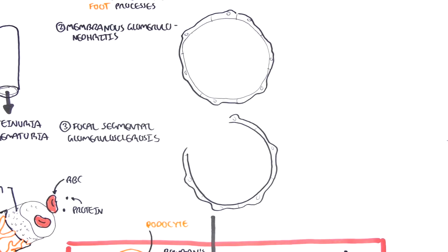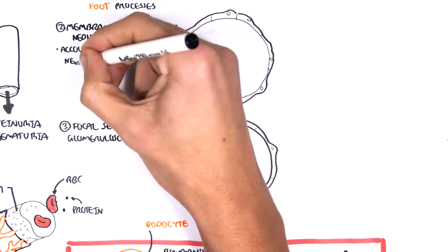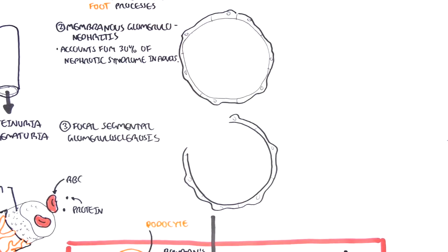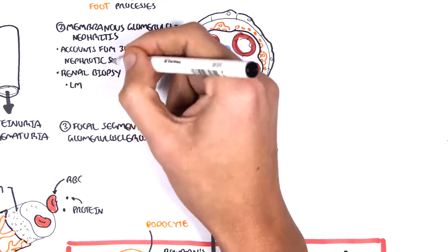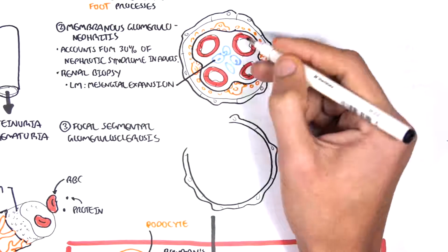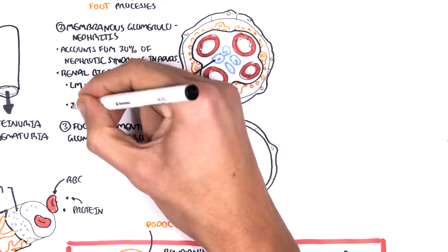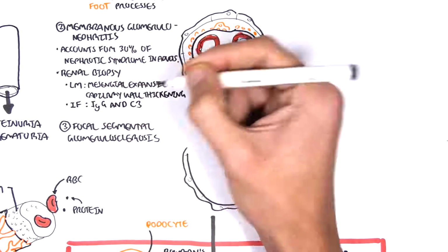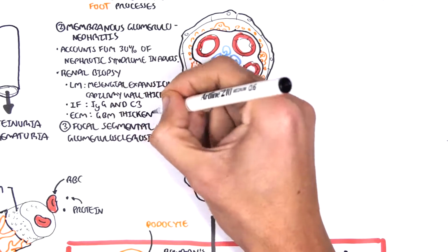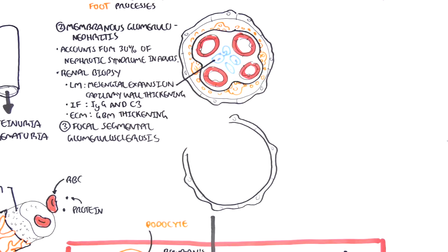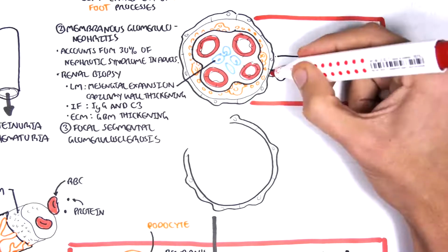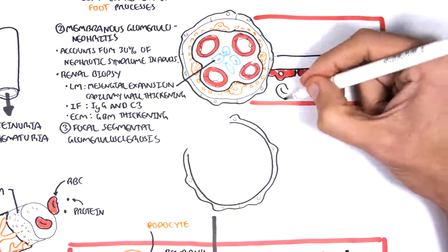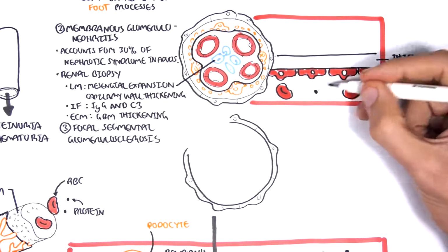Next, membranous glomerulonephritis. It accounts for 30% of nephrotic syndromes in adults. Renal biopsy shows, in light microscopy, mesangial expansion and capillary wall thickening. Immunofluorescence shows IgG and complement 3 protein. Electron microscopy will reveal glomerular basement membrane thickening. So drawing it out, again here we have the endothelial wall and surrounding it a thick glomerular basement membrane.